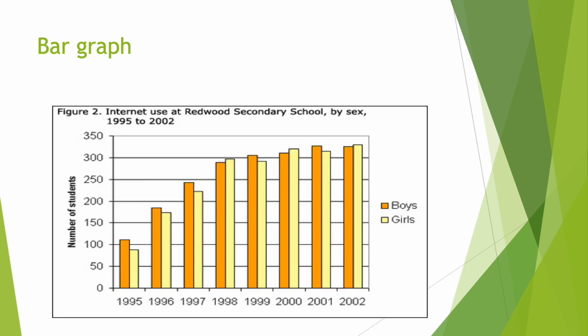Now this is another example of a bar graph, which presents the number of students using internet at a particular secondary school from 1995 to 2002. The bars are oriented vertically instead of horizontally, as in the previous example. Notice that for each year, the number of students are stratified according to sex, meaning there are separate bars for boys and girls.